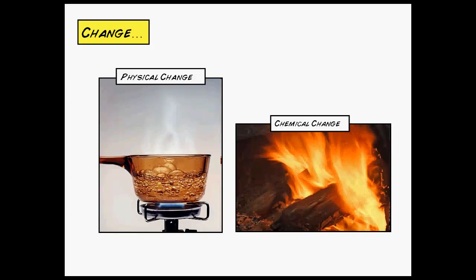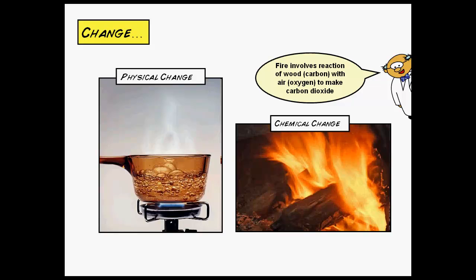Burning wood in air, on the other hand, is a chemical change. When wood burns, the carbon in the wood reacts with oxygen in the air to make carbon dioxide, a new chemical substance. Burning wood also releases heat and light energy, as well as leaving behind ash. When all this is cooled down, we see that the ash left behind is not of the same form as the wood that we started with, confirming that we had a chemical change.